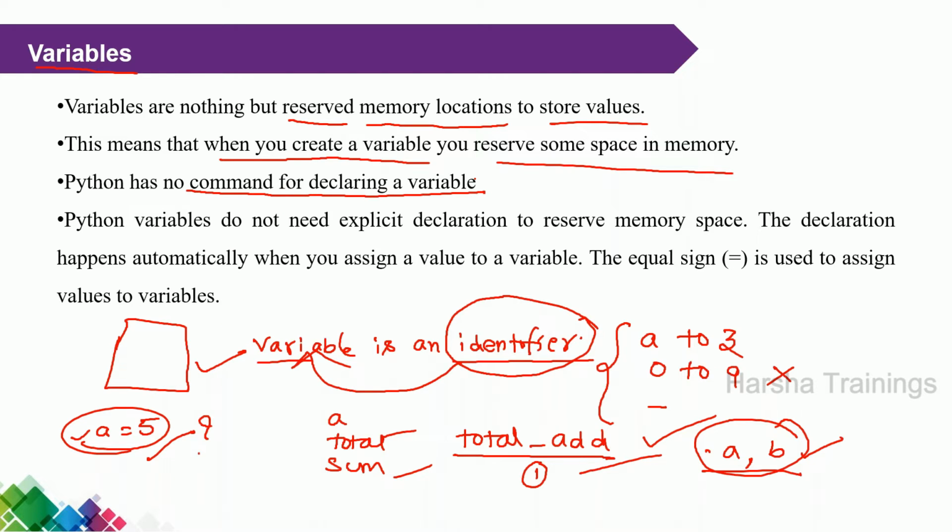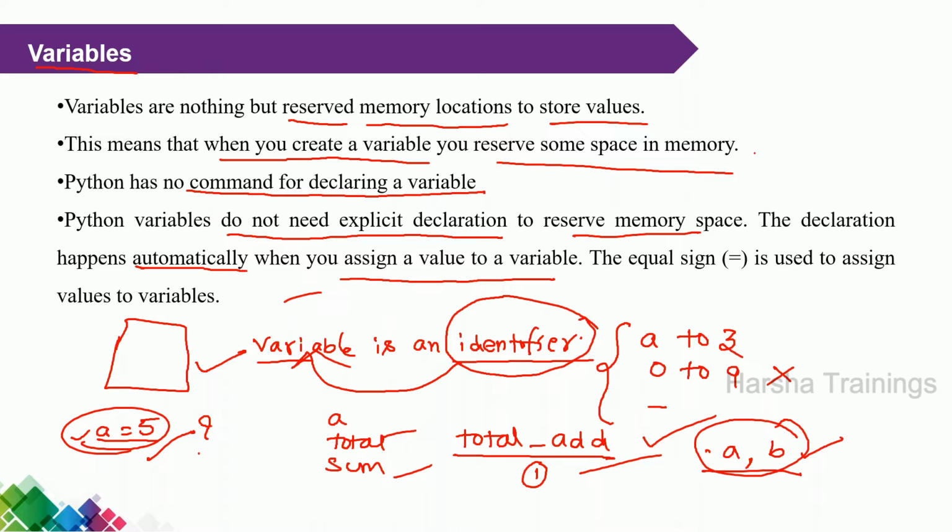So Python does not contain any command for declaring a variable. Why? In Python, there is no need to specify the data type. In other languages, we specify the data type at the time of declaration. In Python, no need to write the declaration. Whenever you want a variable, simply use it. Python variables do not need explicit declaration to reserve memory. The declaration happens automatically when you assign a value to a variable. You got the meaning? Whenever you assign a value, the declaration is automatically completed and the memory is automatically assigned.